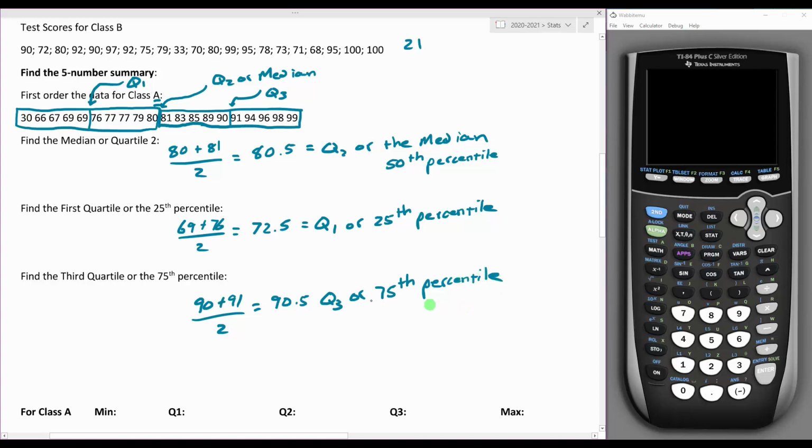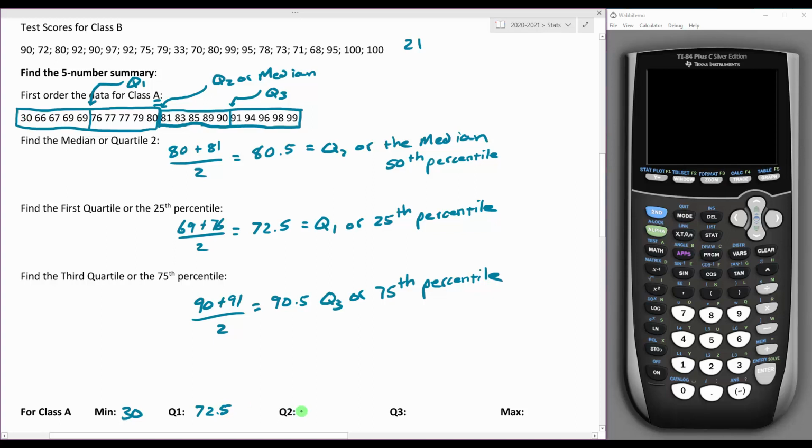All right, so there we go. And we have our 3 quartiles, and finding our min and our max is really easy once you have the data ordered. So I'm going to go ahead and write down my 5-number summary. The minimum test score, the smallest test score in the set, was a 30. And then quartile 1, we found that right here. We found that to be 72.5.